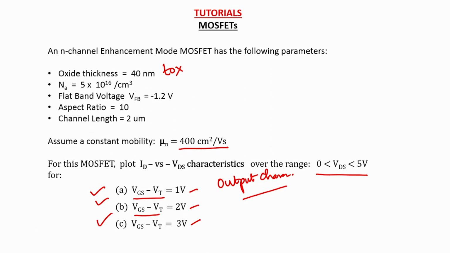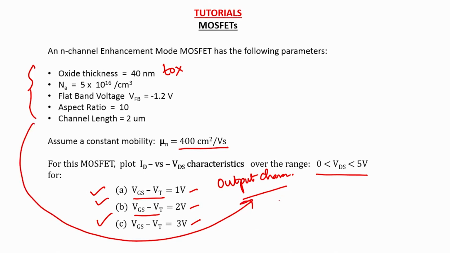So with regards to problems in MOSFETs, there can be two interesting types of problems. Firstly, where you are given device parameters like this, and you are asked to plot the ID versus VDS curve and the transfer characteristics by substituting the values in the current equation. And the other kind of problem can be where you are given the transfer or output characteristics, and you are asked to extract various parameters of MOSFET like mobility, threshold voltage, etc.